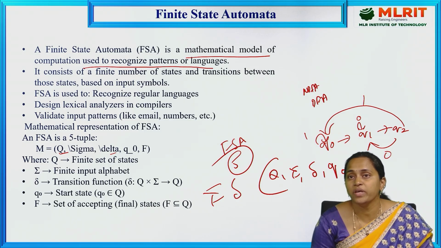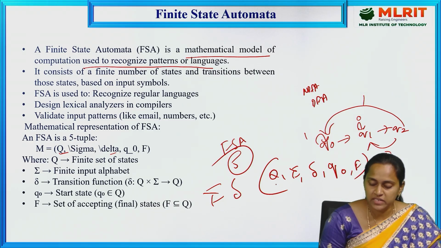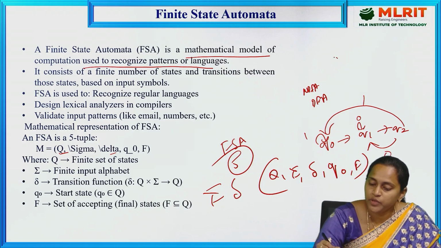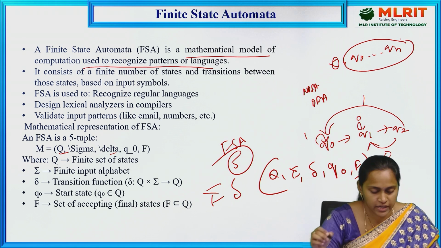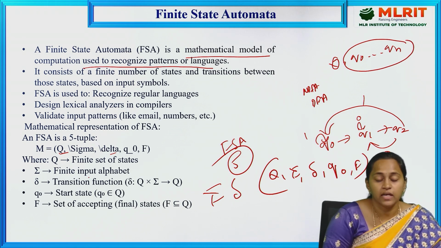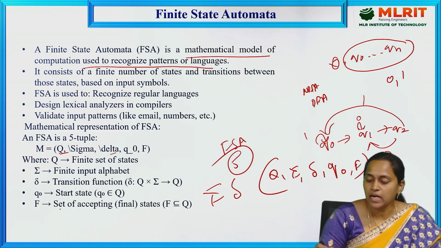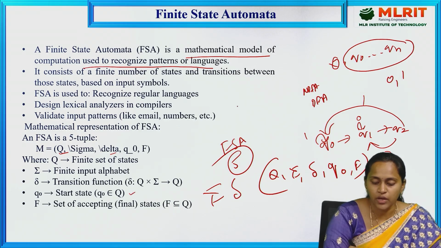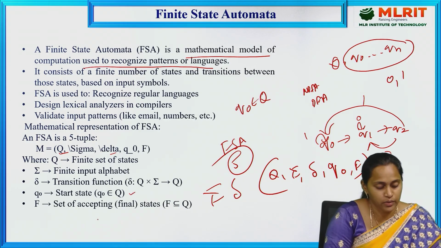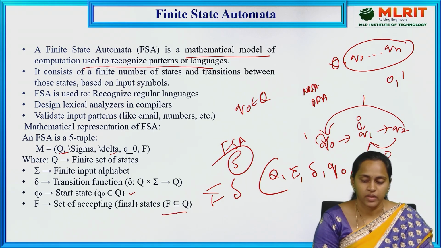That means how we are using these states in our diagram. Q is the finite set of states, that means Q equals Q naught to Qn. These are all the finite number of states. Next, sigma is the finite input alphabet, that means 0, 1. Next, Q naught is the start state, that means our diagram starts with Q naught, and it belongs to capital Q. F is the set of final states, F is a subset of Q. Let's see the example.